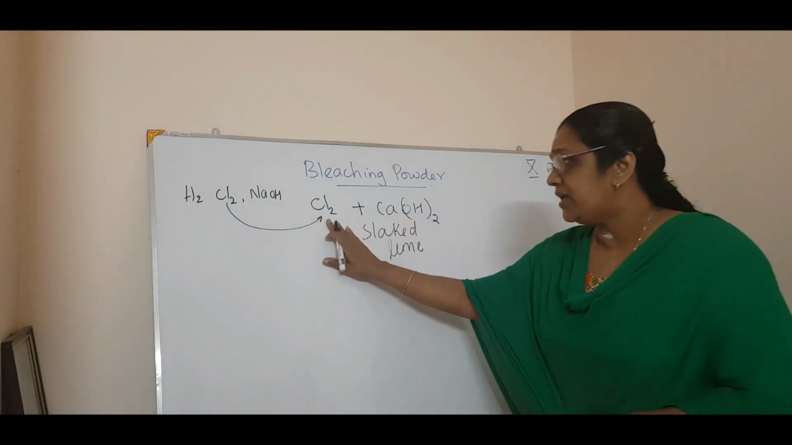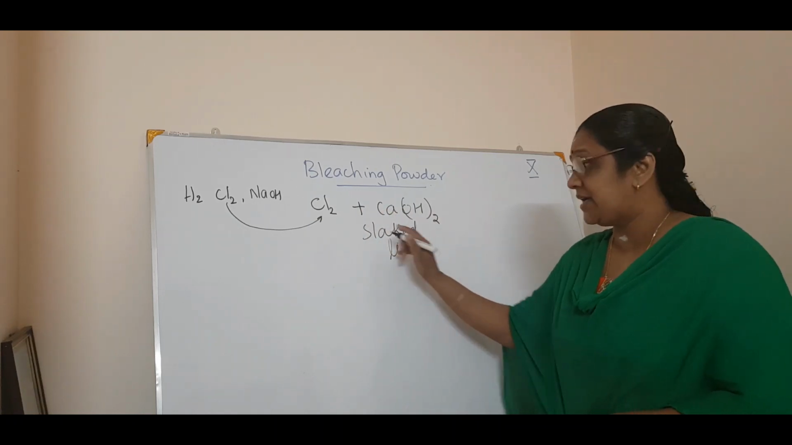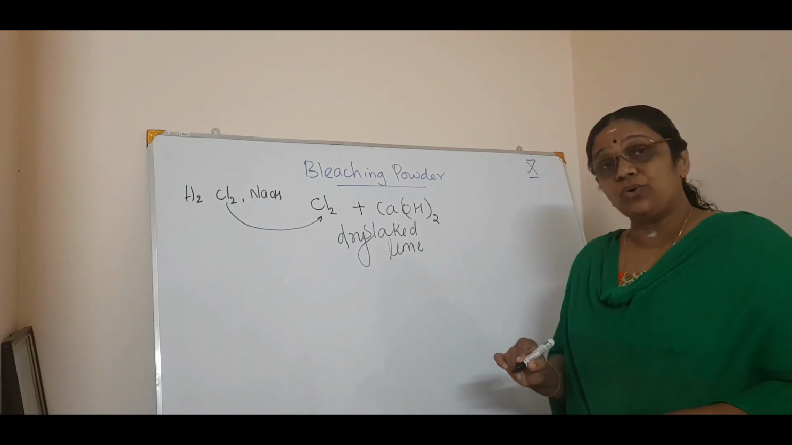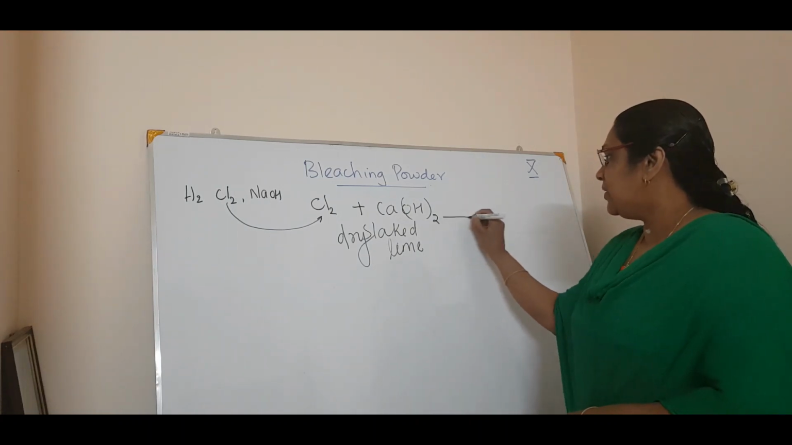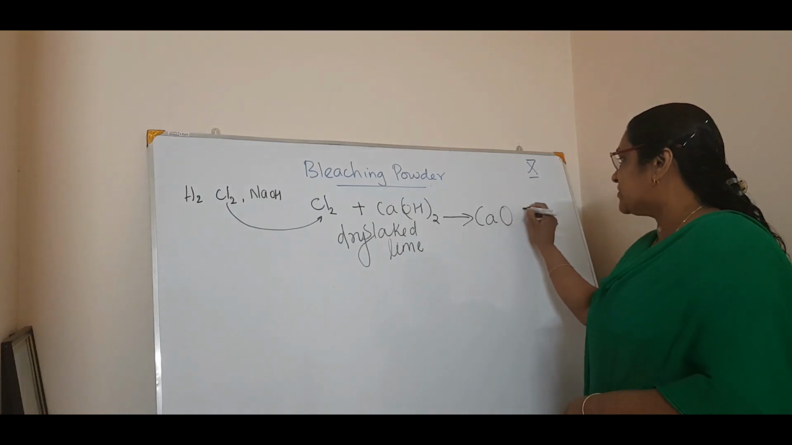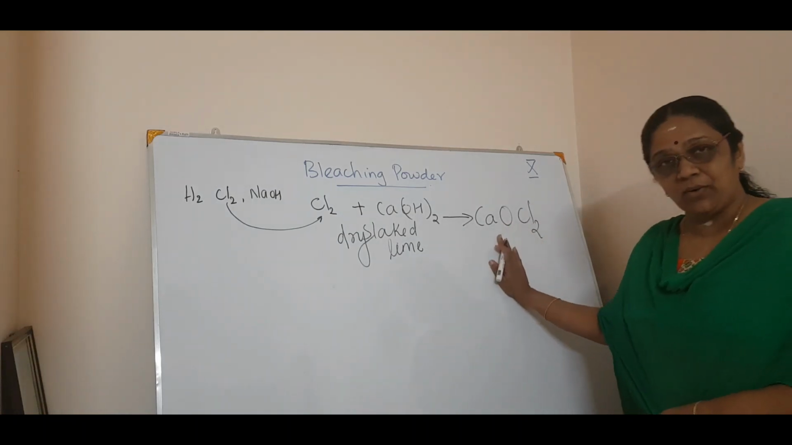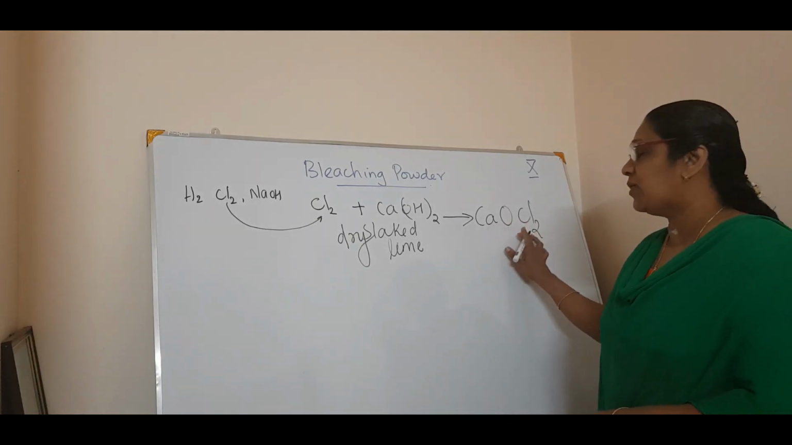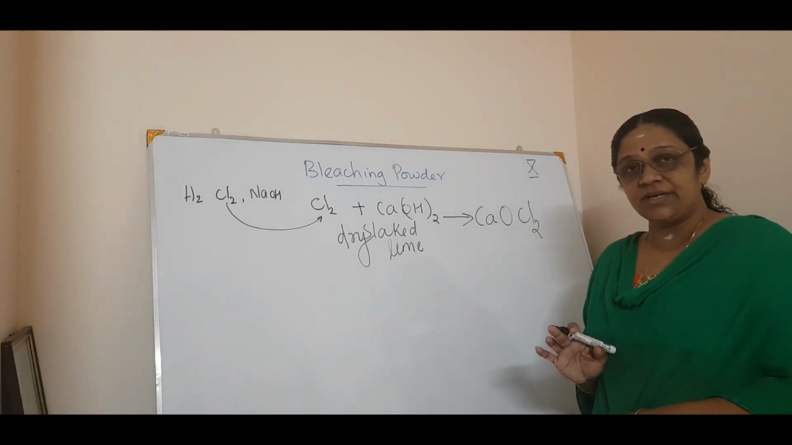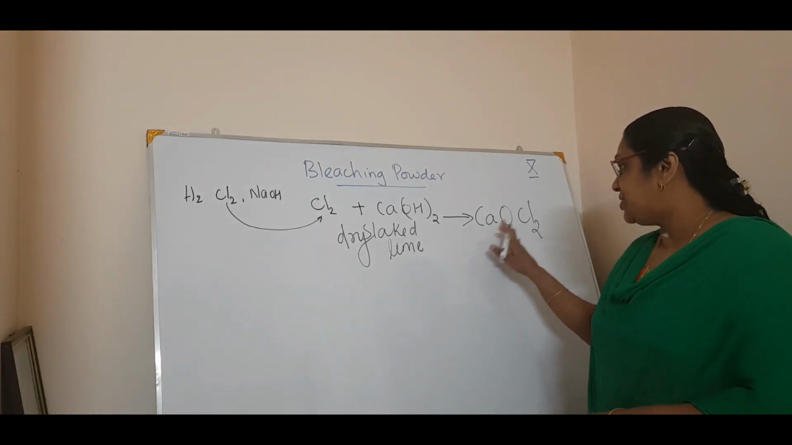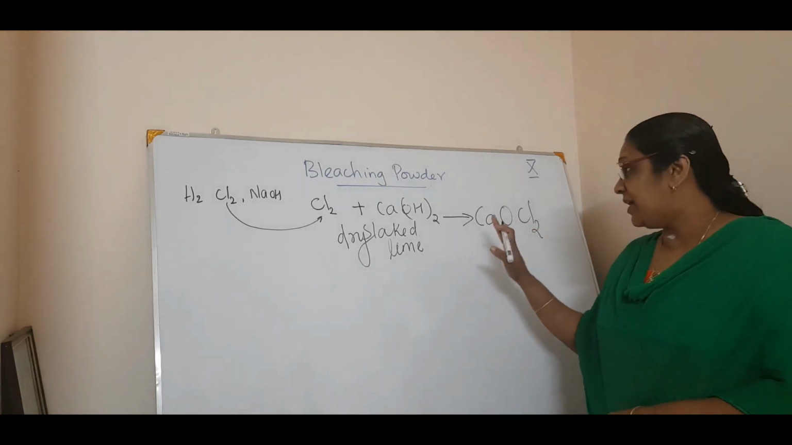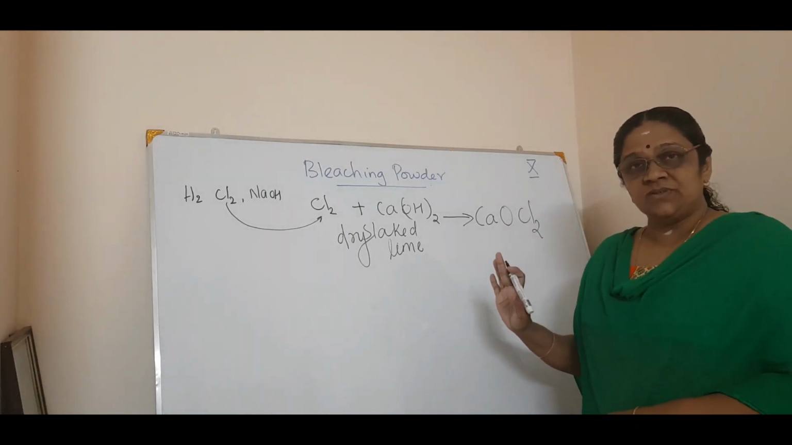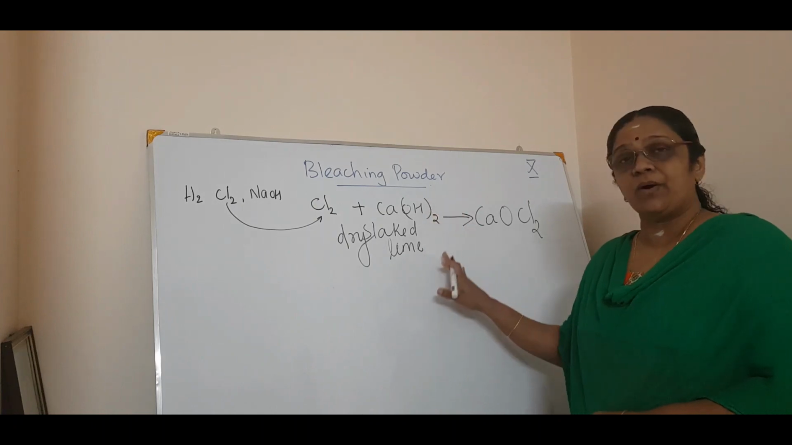Now if this chlorine gas is passed through dry slaked lime, it should be passed through dry slaked lime, then you will get a compound which is called bleaching powder, or the chemical name is calcium oxychloride. Got it? The chemical name is calcium oxychloride and the chemical formula is CaOCl2. So this is the preparation of bleaching powder.